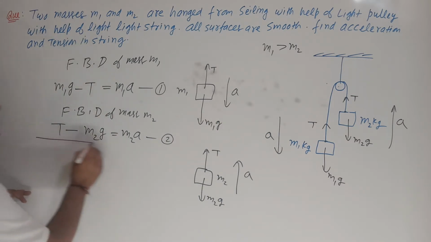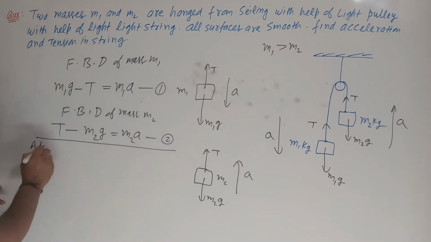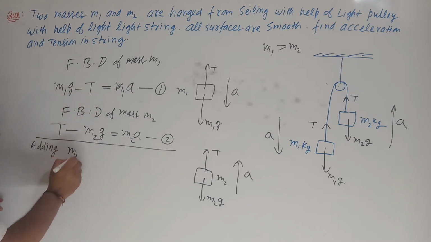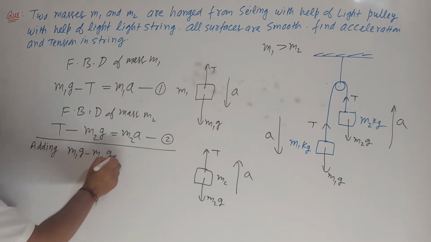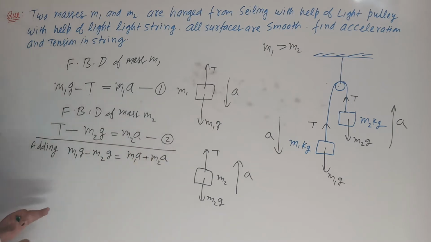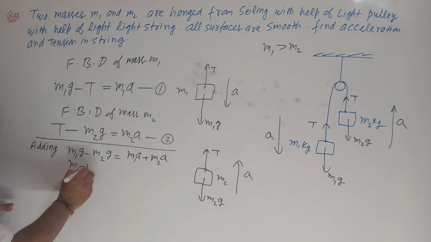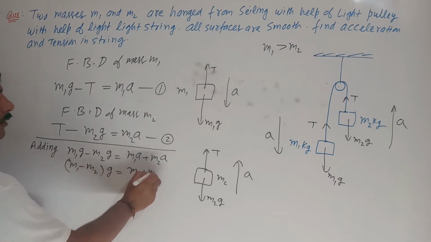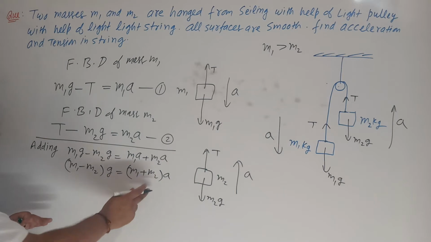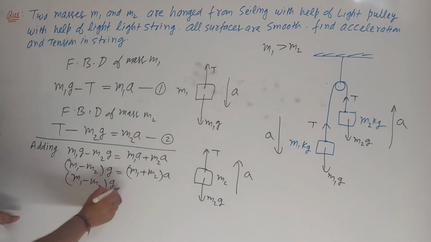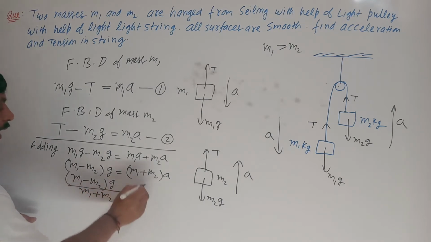Solve these equations. Adding them, T cancels out. M1g minus M2g is equal to M1a plus M2a. So (M1 minus M2)g is equal to (M1 plus M2) times a, where I have taken a common. Taking this to the left-hand side, a equals (M1 minus M2)g upon (M1 plus M2). This will be the acceleration.